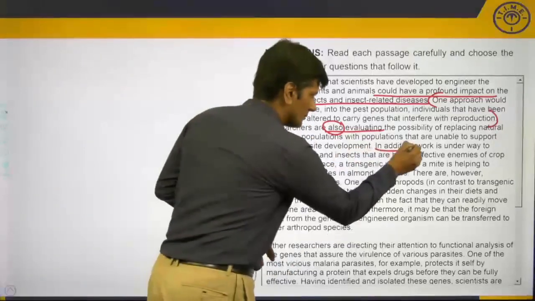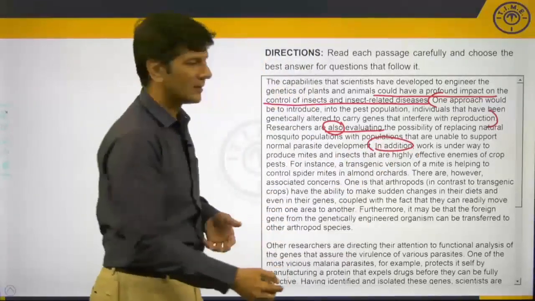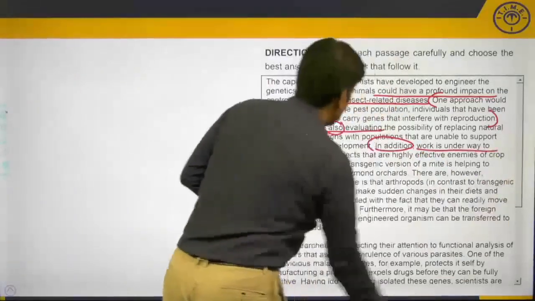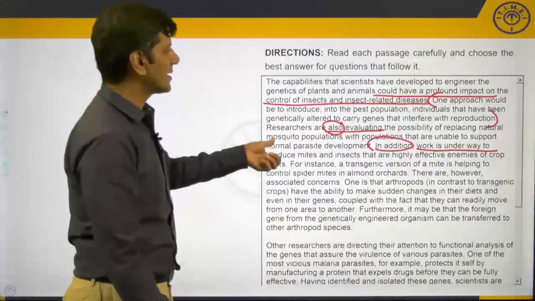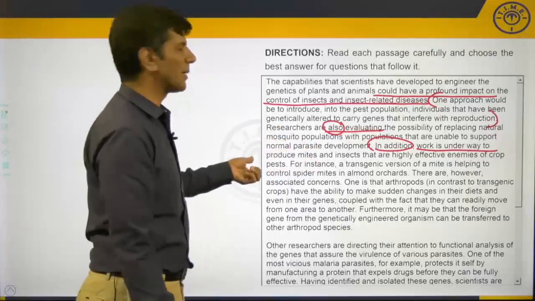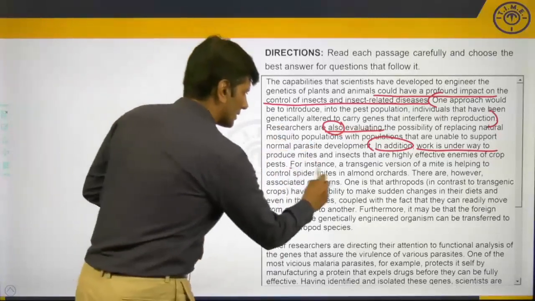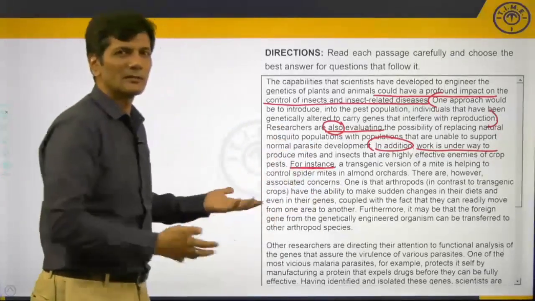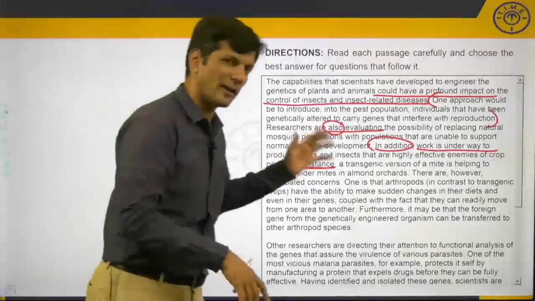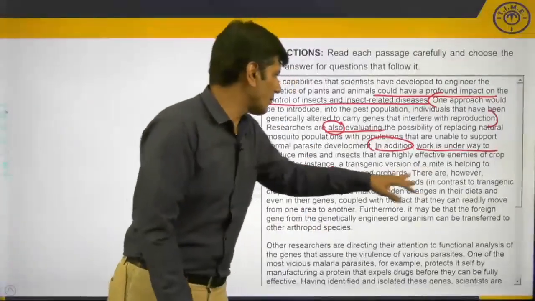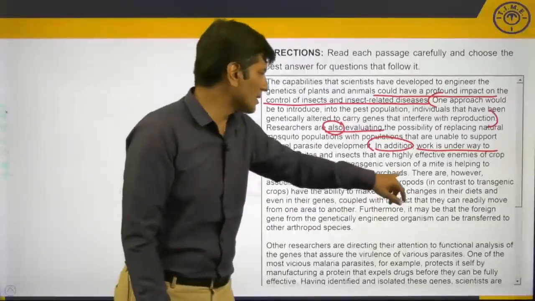In addition, what else are they doing? Work is underway to produce mites and insects that are highly effective enemies of crop pests. For instance, is an example. You just want to quickly scan through it and forget it. A transgenic version of a mite is helping to control spider mites in almond orchards.